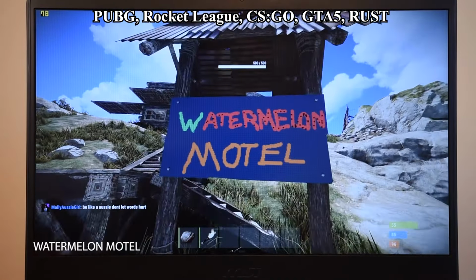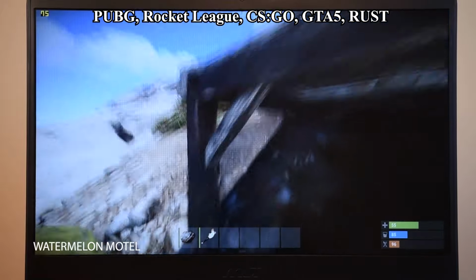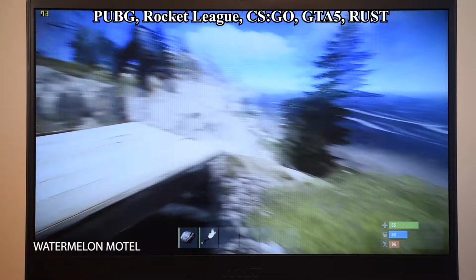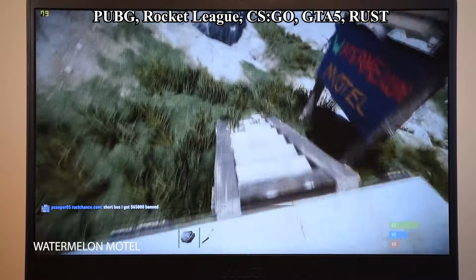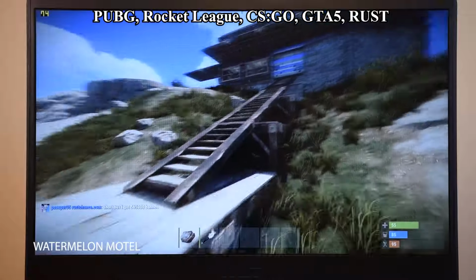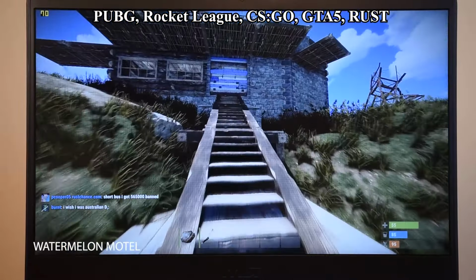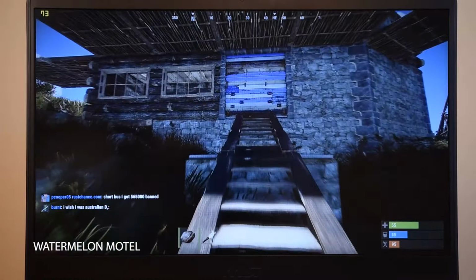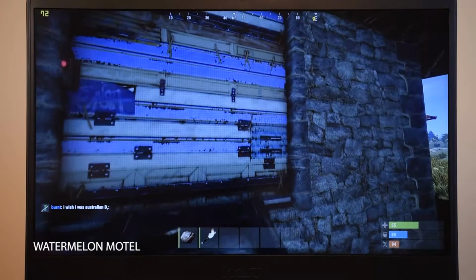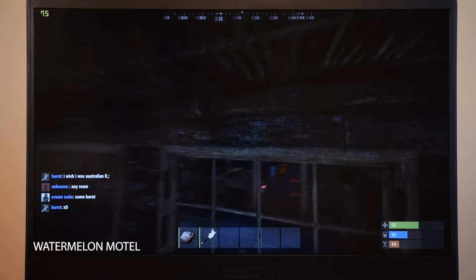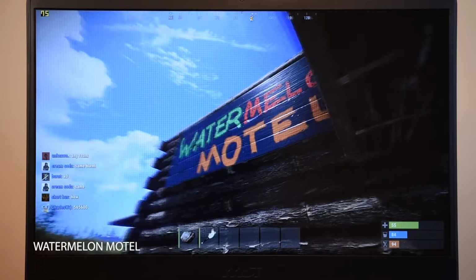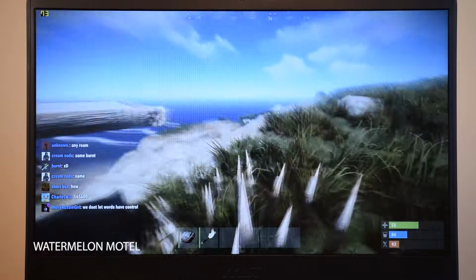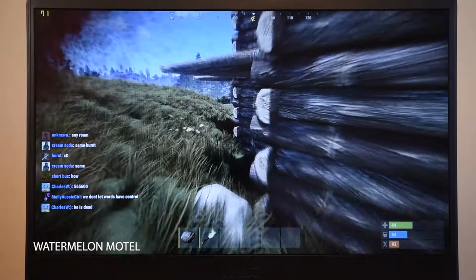Watermelon Motel. Oh, this is cool. I like this design. See, this is what I'm talking about in terms of emergent Rust gameplay. Like, this is so freaking cool. I've never seen anything like this before. It literally makes me want to interact with this dude's motel. Pretty freaking cool.